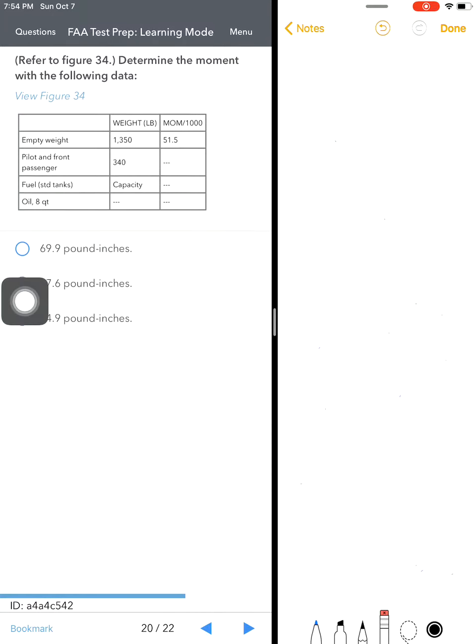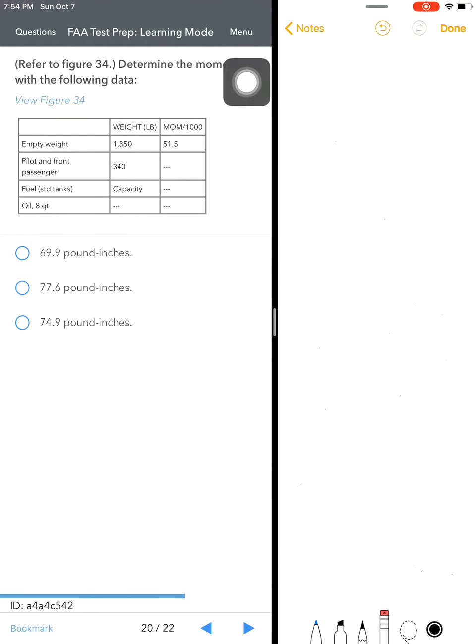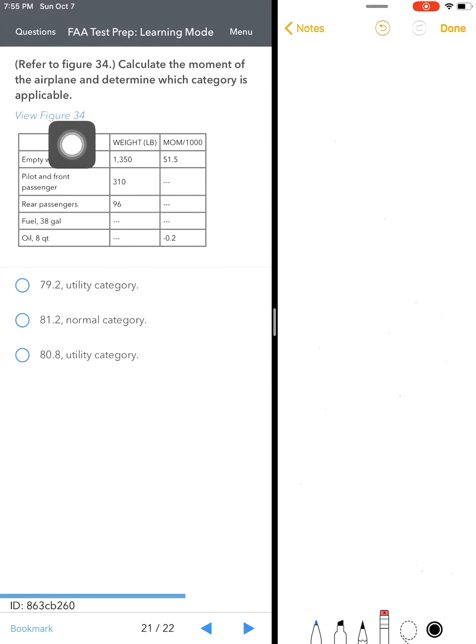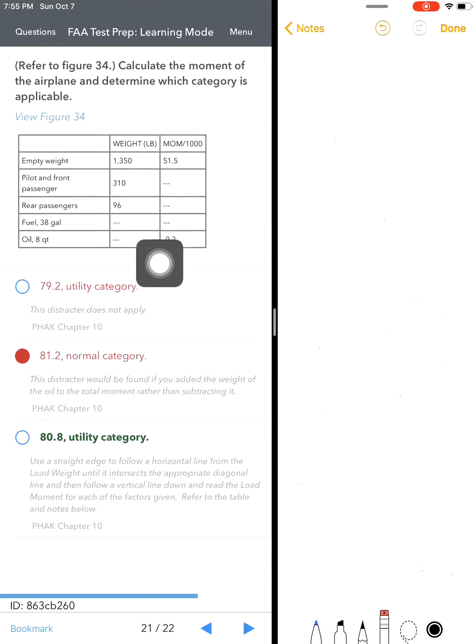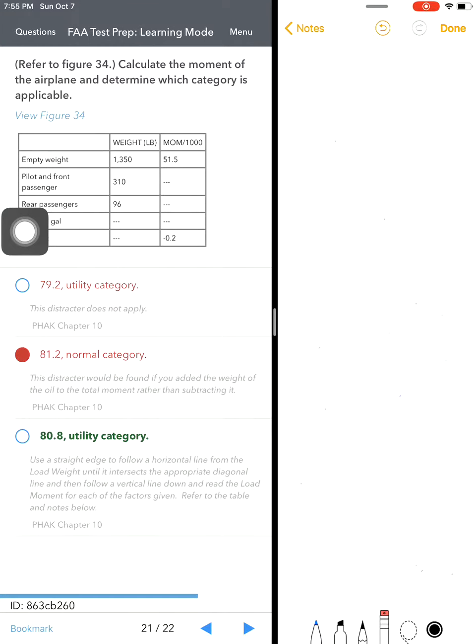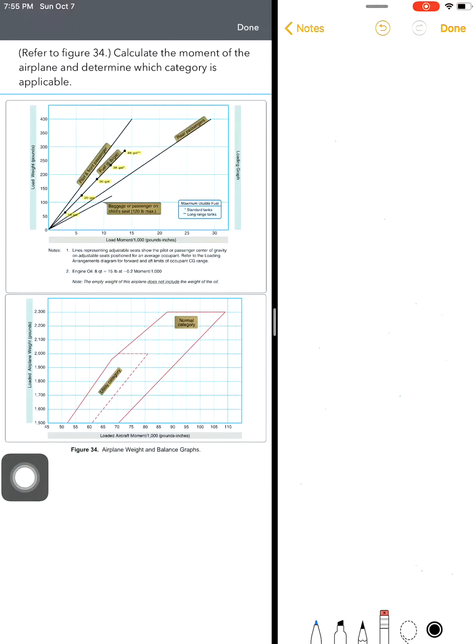Same thing: determine the moment with the following data. It's very, very simple the way I ask. Same thing again: calculate the moment. Oops, I hit it accidentally. Calculate the moment of the airplane and determine which category is applicable. Utility category. You will come on this graph and you will see which category. It's very simple.